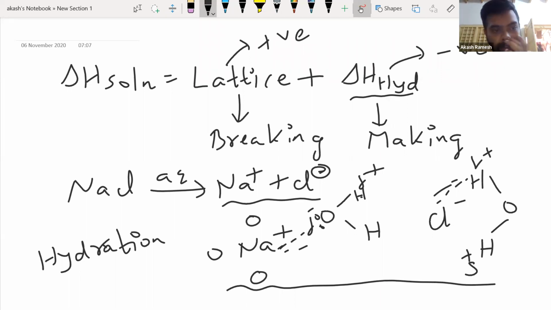So we'll talk about lattice enthalpy now, right? Before this, even though we understood what hydration is, we'll try to define hydration enthalpy. Please take down the definition for hydration enthalpy, people. I'm going to give you the definition for hydration enthalpy. Please take down the definition.